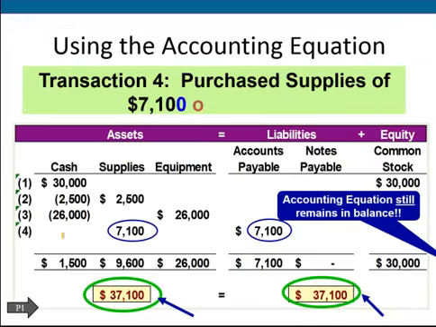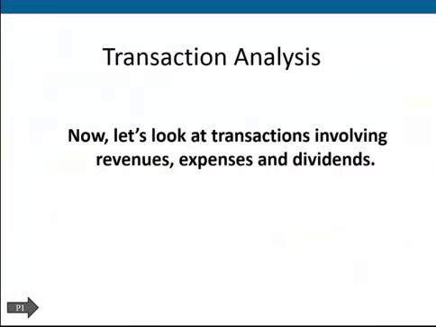So here we are in transaction 4. We purchased some supplies on account, which means supplies went up, number 4, and then the liabilities went up. So the amount that someone else has in the business went up. The claims somebody else has, that's what the liabilities mean, $7,100. At this point, we have not looked at transactions involving revenues, expenses, and dividends. And so in the next few slides, we're going to address some of these new accounts.